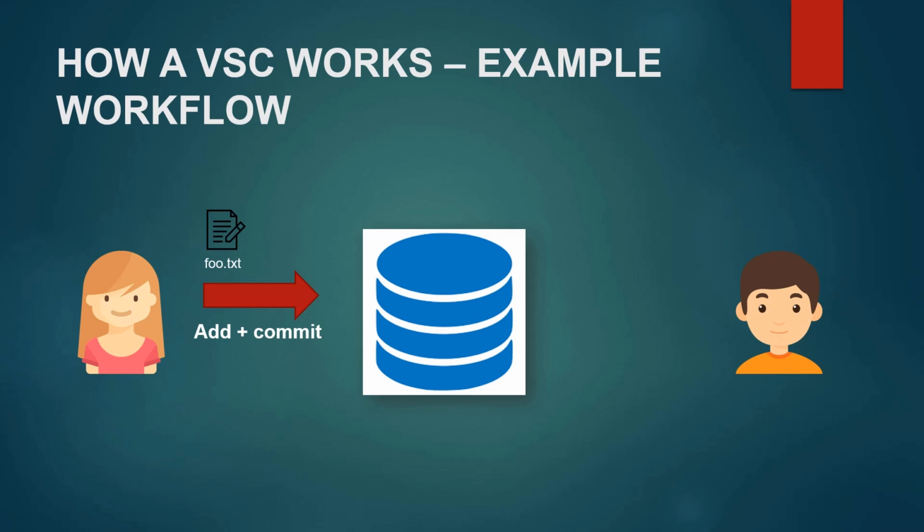When she adds and commits, that's exactly what will happen: foo.txt will become available here in the central repository, and will be accessible to other users. In this case, it will be accessible to Brad. If Brad wants to run an update command, what will happen is that the file foo.txt will be copied to the local workspace of Brad, and Brad will be able to access the file.